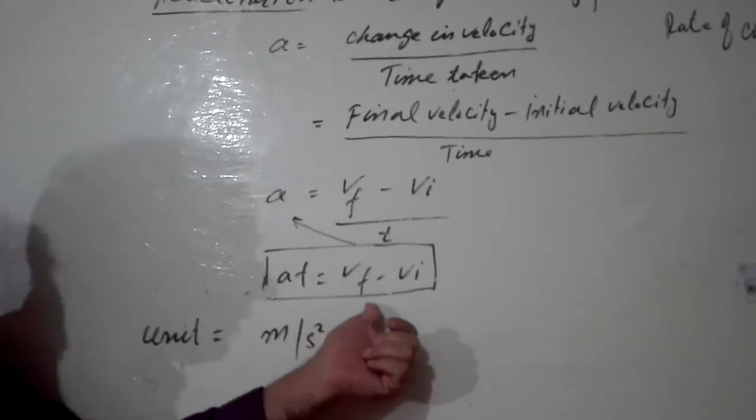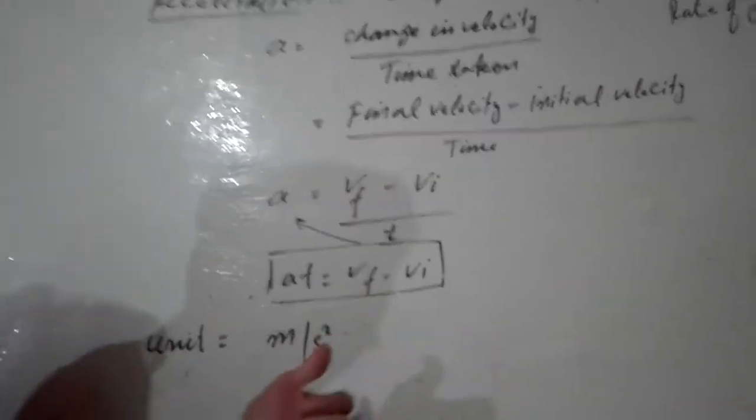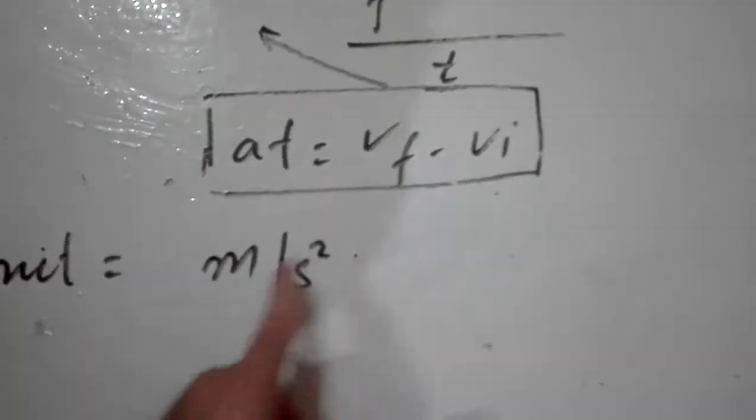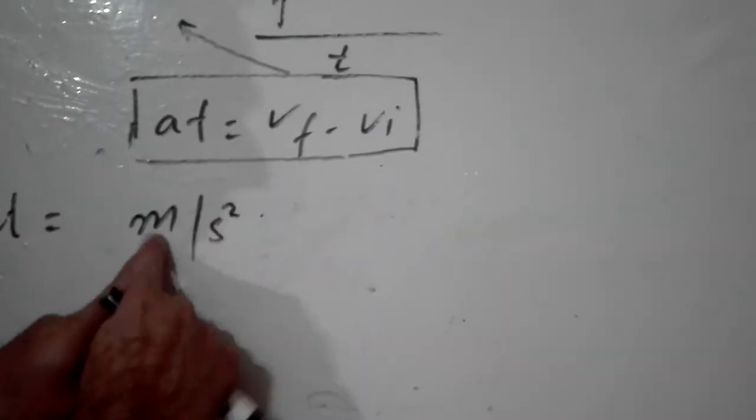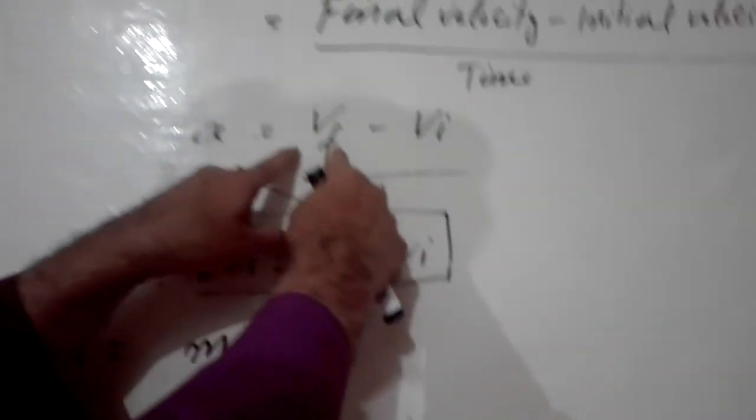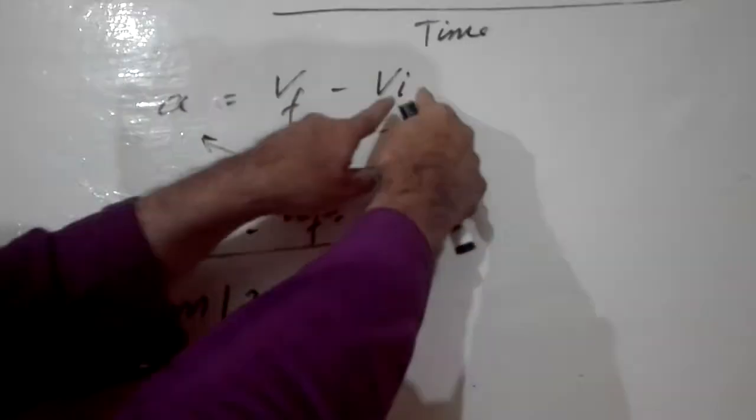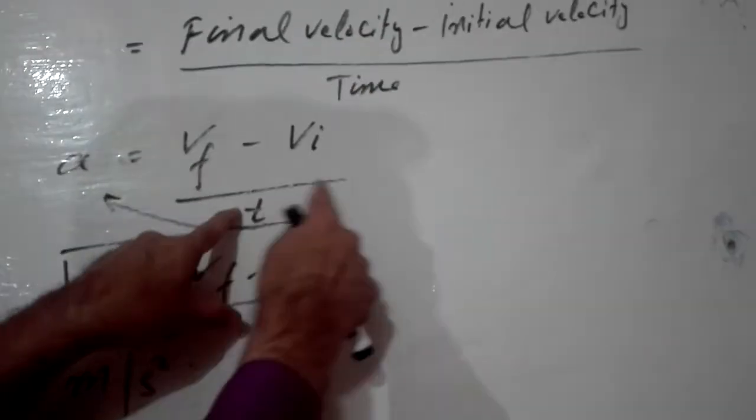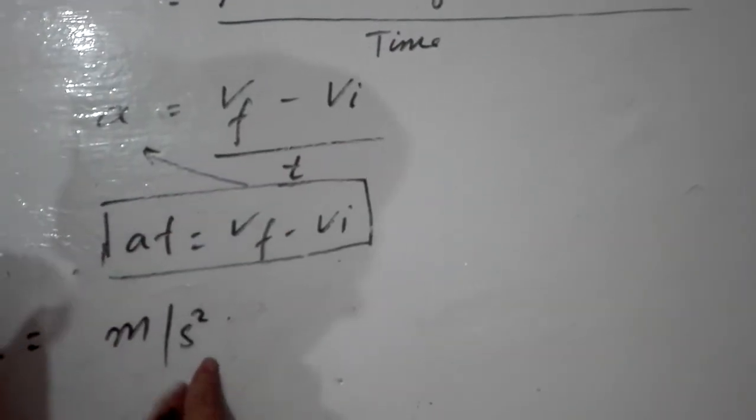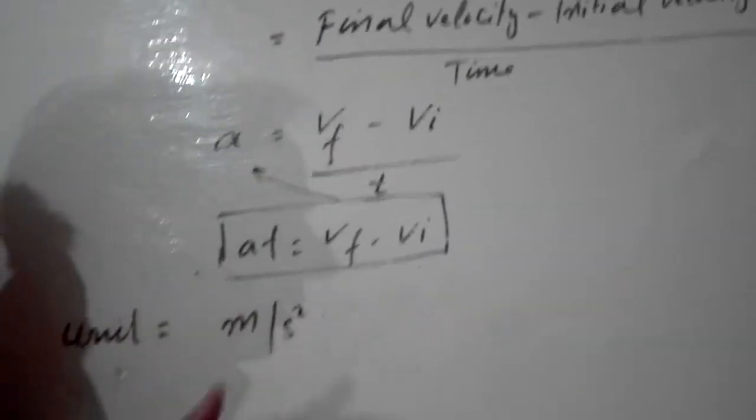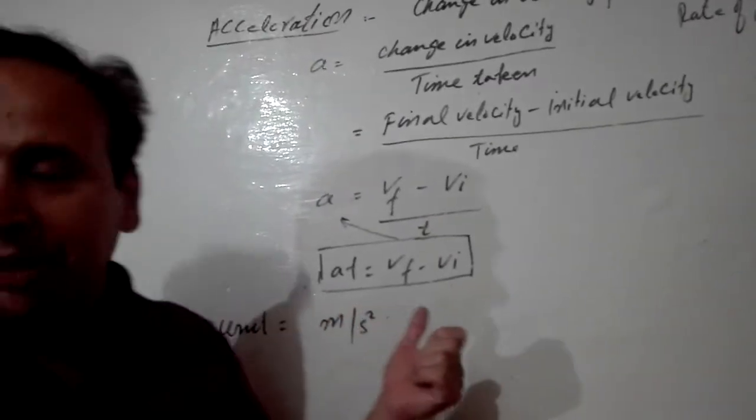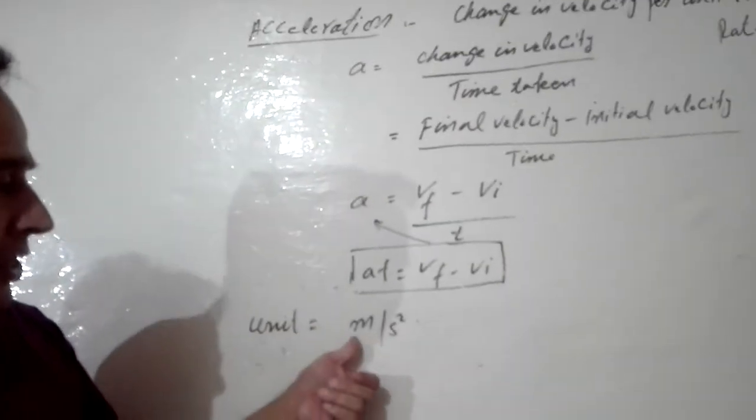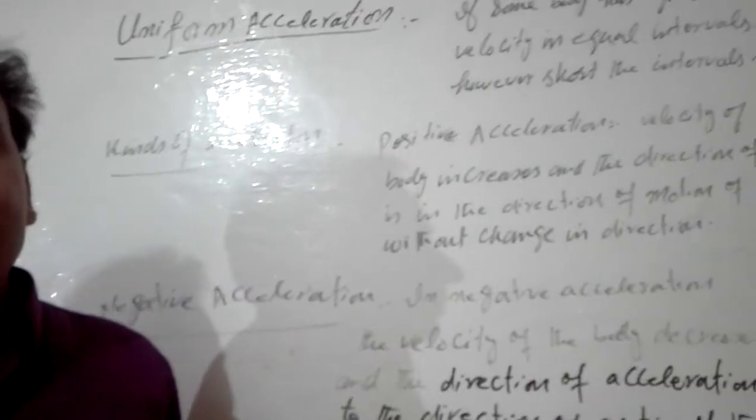And what is the unit of acceleration? You also have to keep in mind, the unit of acceleration is meter per second square. Why do we say meter per second square? Because velocity is measured in meter per second, and this velocity is also measured in meter per second. Then meter comes one time, time becomes a square. So that's why meter per second square is the unit. Just don't go into the depth of this unit. Just note down, keep in mind that the unit of acceleration is meter per second square.